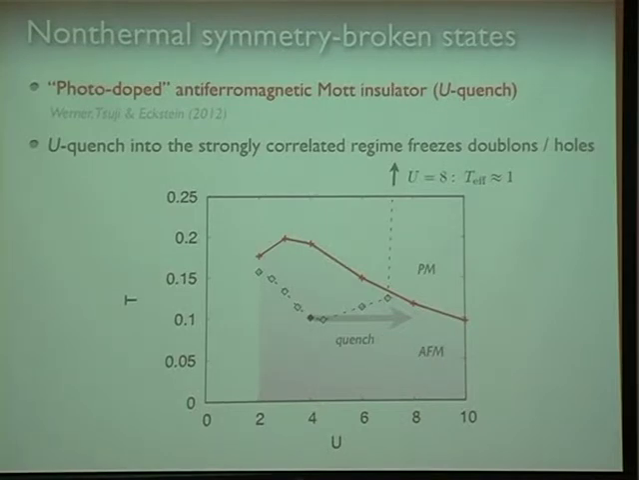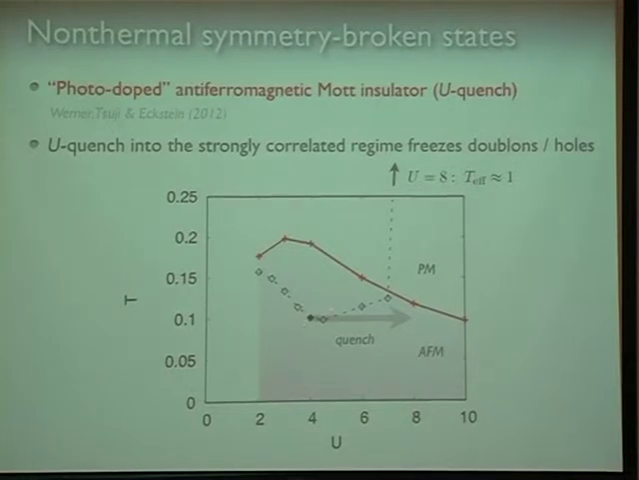But basically, what this interaction quench from intermediate to strong interaction does is freeze in quantum fluctuations, doublon and hole pairs, which exist in the initial state as virtual fluctuations. They become real doublons and holes after the quench, so it's effectively the same thing as a photodoping calculation. What you see on this slide is the phase diagram for the antiferromagnetic phase on the strong coupling side, obtained within this non-crossing approximation.